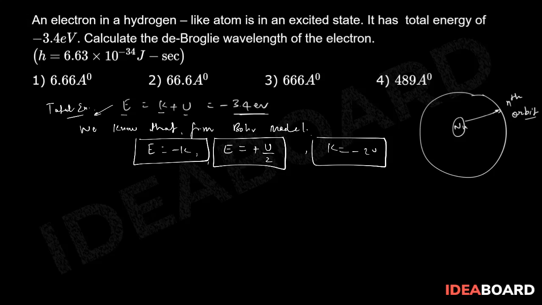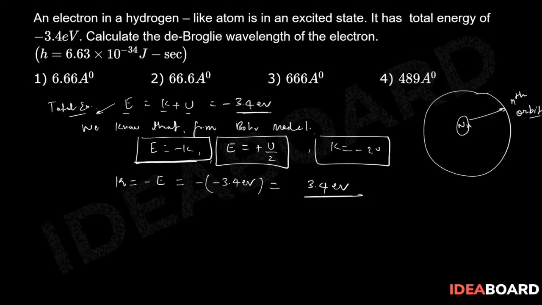Now this relation is pretty helpful for us, because if we know that E is equal to minus K, then K is equal to minus E. So we can directly find the value of kinetic energy. This will be simply 3.4 electron volts. Wow, this is awesome, because if you can do that pretty fast, then it is good to get the answer in the exam very soon. So how? De Broglie wavelength.